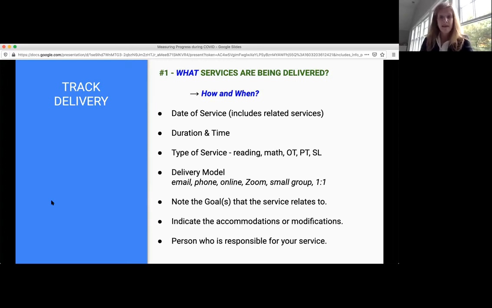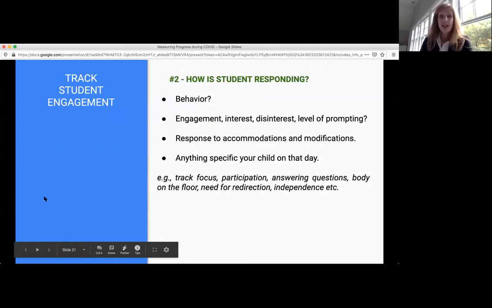If you can, you want to try to note the goal that the service relates to, including any accommodations or modifications, and the person who is responsible for your service. So that's the what and the how and the when. At the same time, you want to be checking out, how is my student responding? What is your child's behavior like? Is she engaged? Is she interested? Is she disinterested? You want to look at focus, participation.